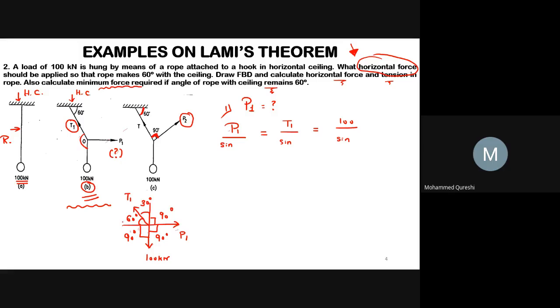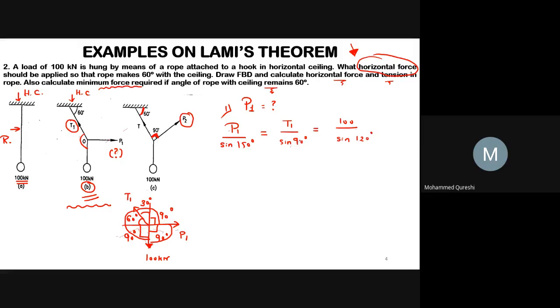So the P1 will be the sine of the angle between the other two, means this portion. So 60 plus 90, so here you will get sine 150 degree. Then for calculating T1, the angle between the other two means this, so it will be your 90 degree. And for the 100 kilonewton force, the other two will be this 30 plus 90, so this will be your 120 degree.